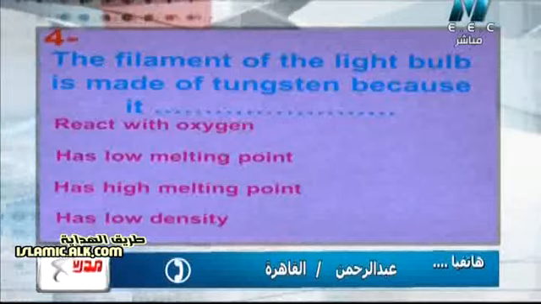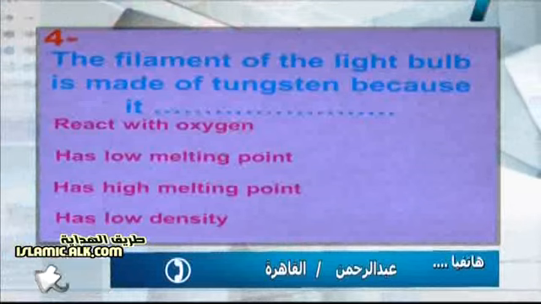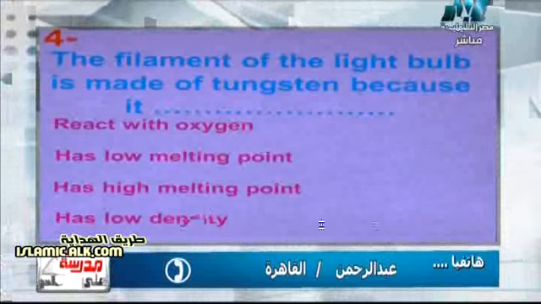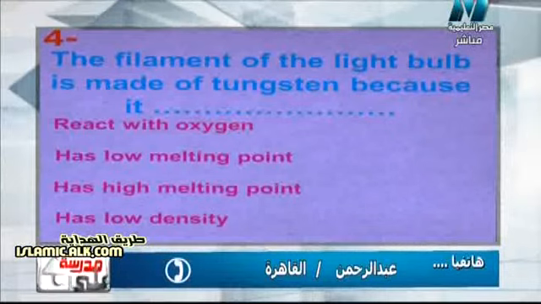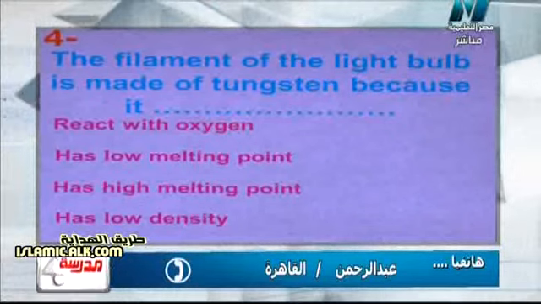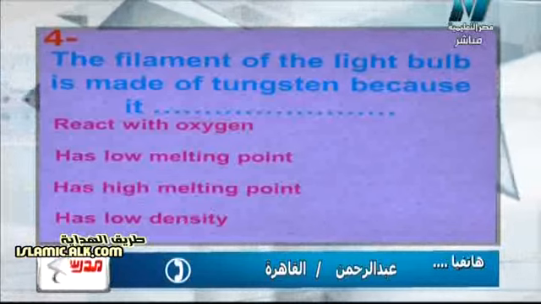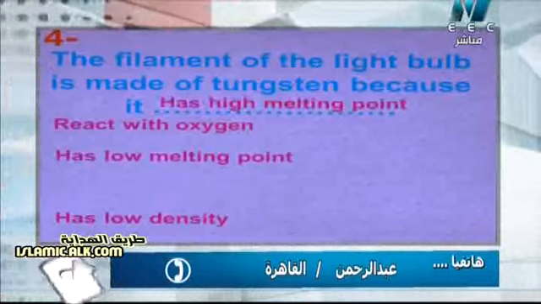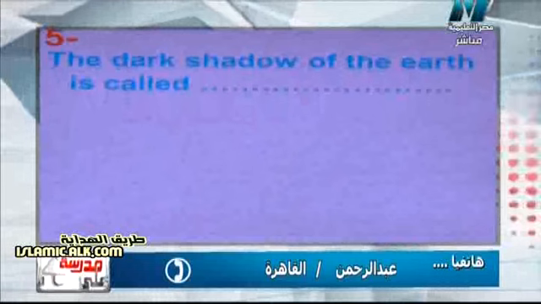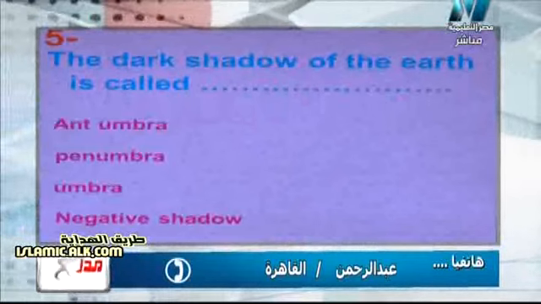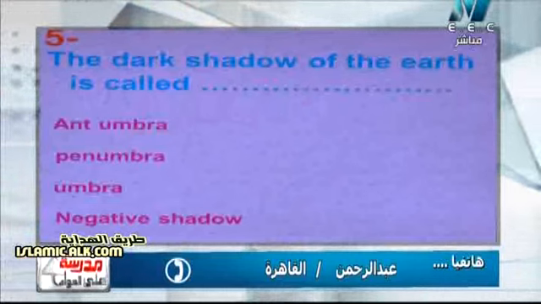The question says that the filament of the light bulb is made of tungsten because it reacts with oxygen, or because it has a high melting point. It has a high melting point. Another question for you, Abdurrahman. The dark shadow of the earth is called what? Antumbra, penumbra, umbra, negative shadow. Umbra. Very good. Excellent, Abdurrahman. The dark shadow area of the earth is called umbra.